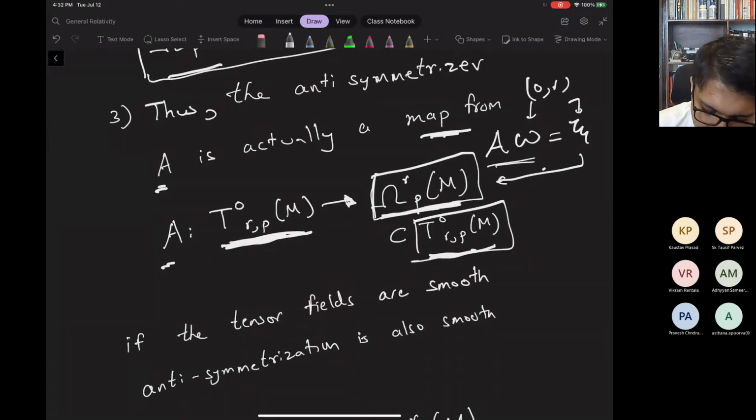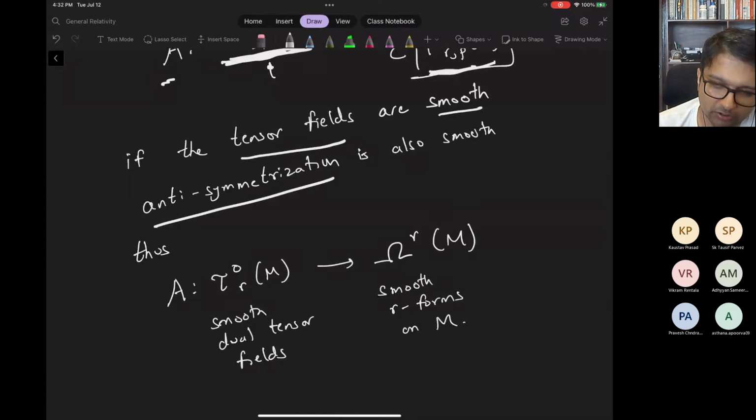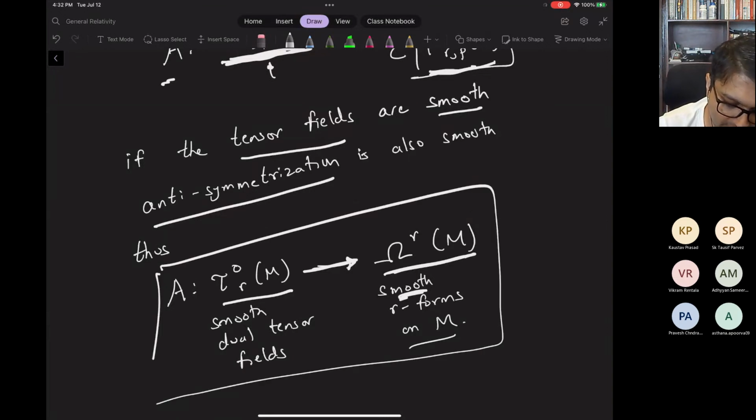Okay, and you can generalize this to, instead of just talking about tensors at the point P, tensor fields. If your tensor fields are smooth, then the anti-symmetrization operation is also smooth. And so you can talk about the space of all smooth dual tensor fields of type 0Rm. The anti-symmetrizer takes us to a subspace of smooth R forms on M. So at every point P on the manifold, you're performing an anti-symmetrization operation, and this is a subspace again of tau 0 M.